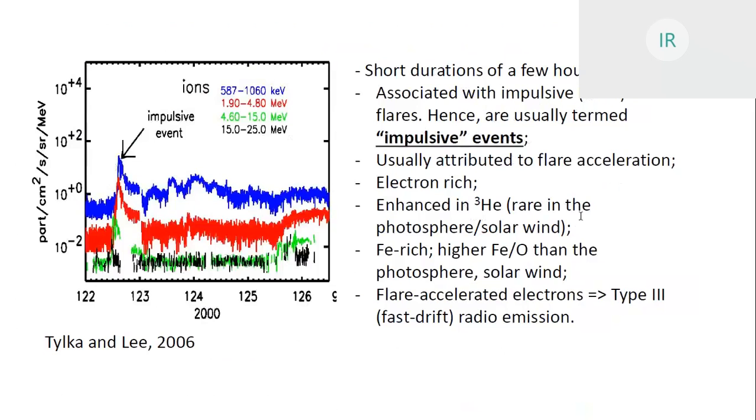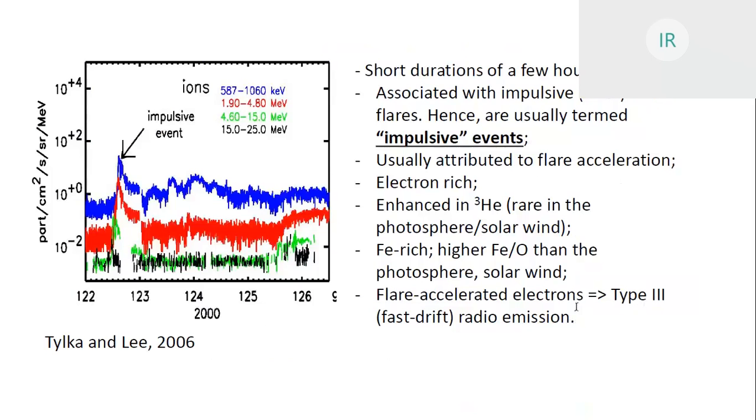It's a very strange property that somehow these acceleration processes are able to bump up helium-3 relative to the solar wind and the photosphere. They are iron rich, and they also have a lot of electrons in them. And the classic picture is they're associated with what are called type 3 radio emission. I'll come back to that later. These are fast drift radio emission associated with fast electrons, with beams of electrons.